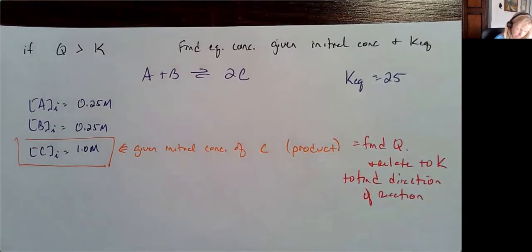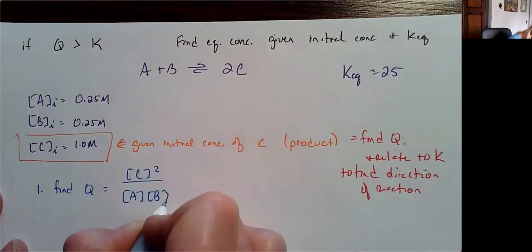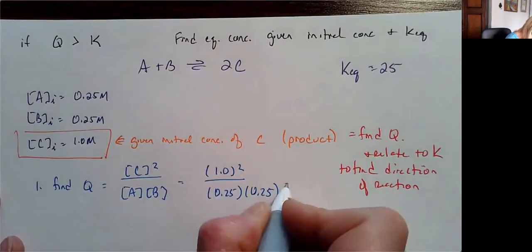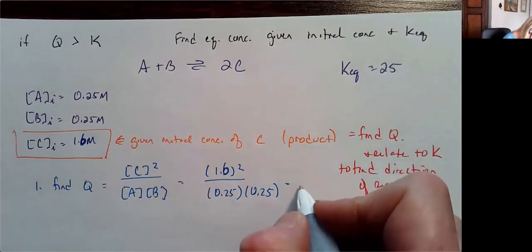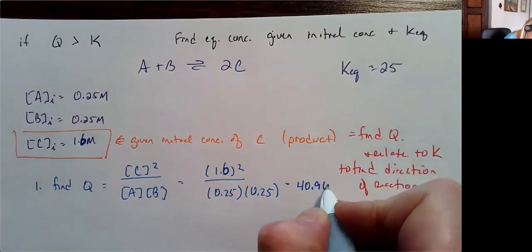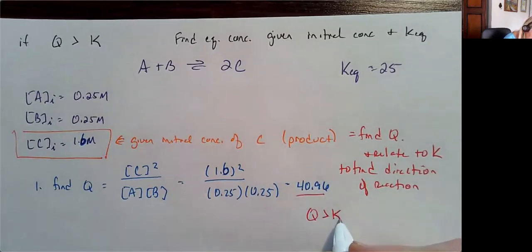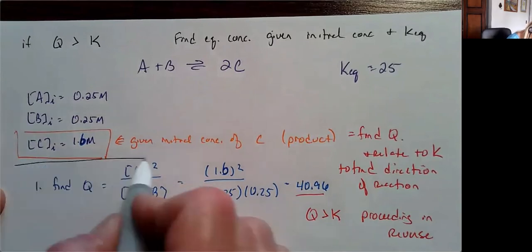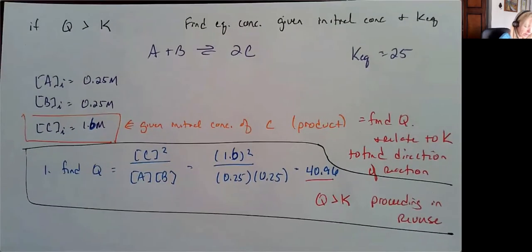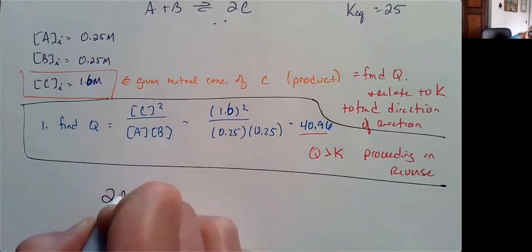To find Q, same way, I'm going to use all my initial concentrations. I'm going to write it like a mass action expression, and plug in my initial values. This is going to give me, actually sorry, this is 1.6. A Q value of 40.96. And this is important because now Q is greater than K, so my reaction is proceeding in reverse. I did all this just so that I could figure out how my reaction is going. It's actually going in reverse, so I'm going to rewrite my reaction in the direction that it's proceeding.